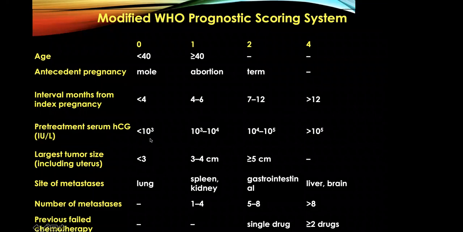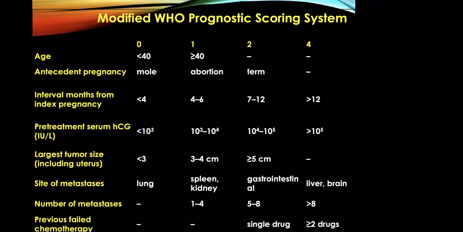Pre-treatment serum beta-HCG, it is less than 10^3, 10^3 to 10^4 is one score, 10^4 to 10^5, you give 2 points, and 4, it is more than 10^5. Also, the tumor size, depending whether it is less than 3 or more than 5 centimeters, you will be giving 0, 1, 2. Site of metastasis involvement, whether it is lung, 0. If it is spleen and kidney, it is 1. If it is GIT, it is 2. And if it is liver and brain, 4 points to be added.